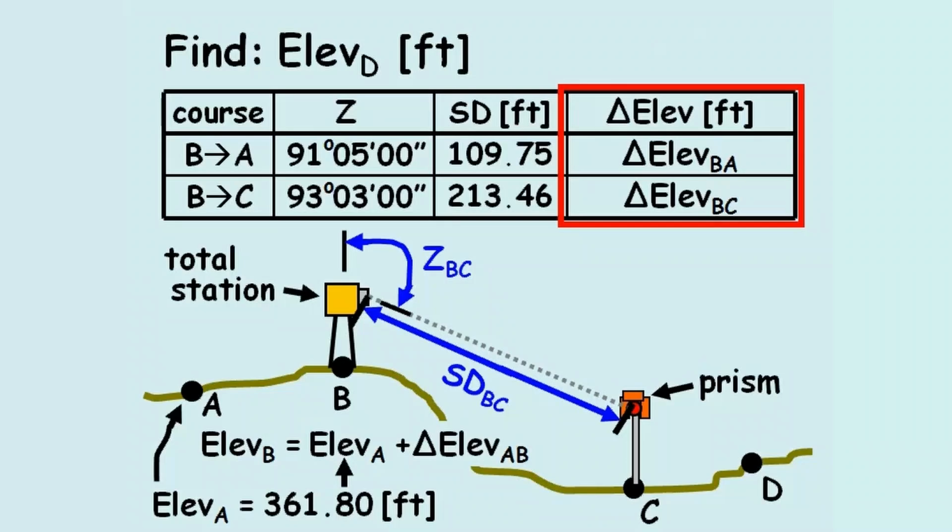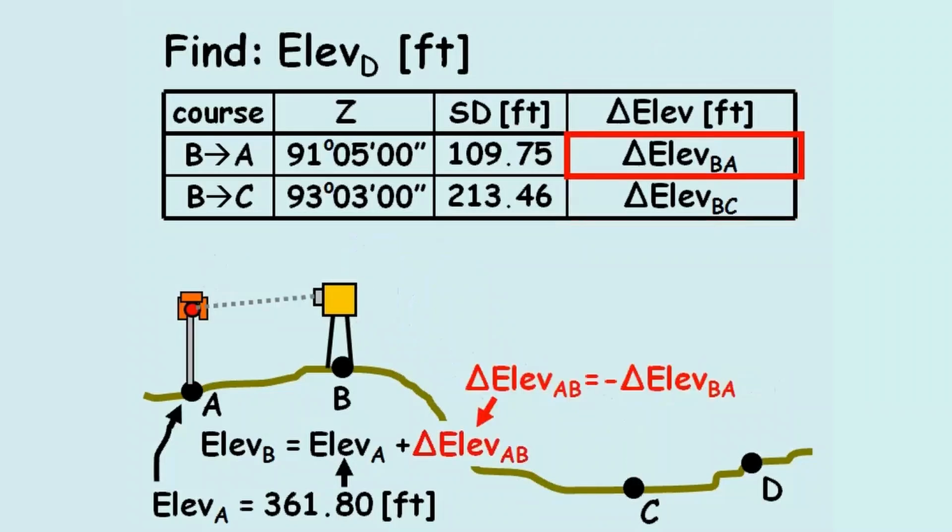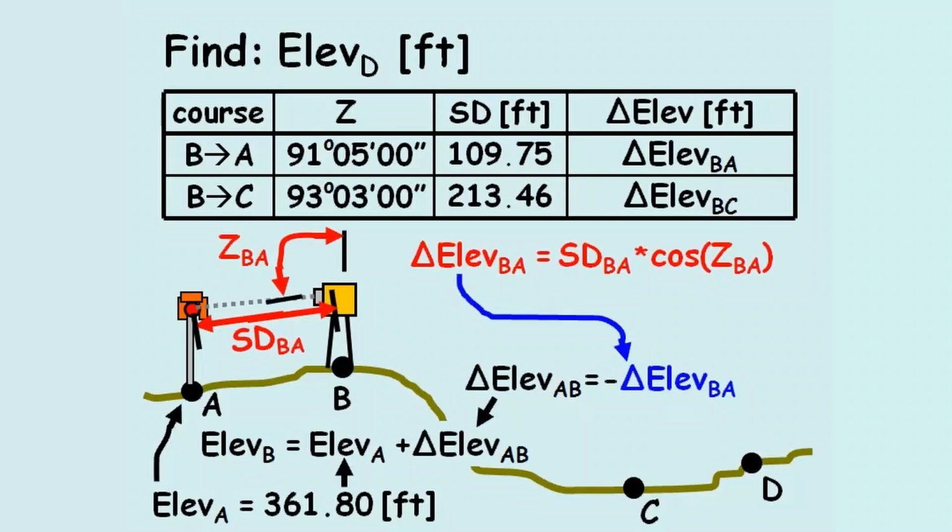We'll add another column to our table for the calculated change in elevation between 2 points in feet. The change in elevation from point A to point B is the same as the negative change in elevation from point B to point A. The change in elevation from point B to point A equals the slope distance BA times the cosine of the zenith angle BA. Since the height of the prism and the height of the instrument is not provided, we'll assume these measurements need not be considered for the calculation.